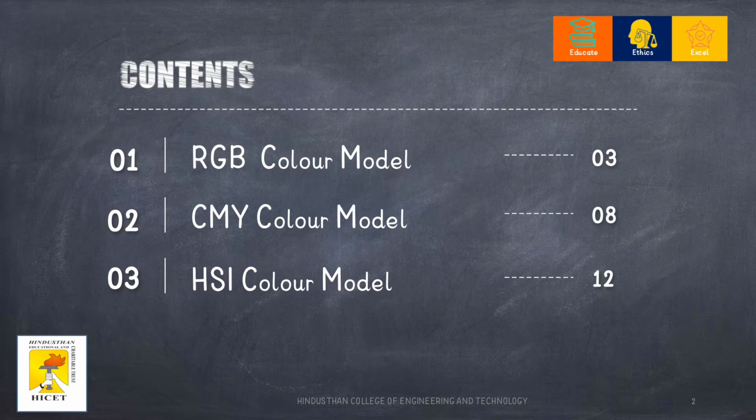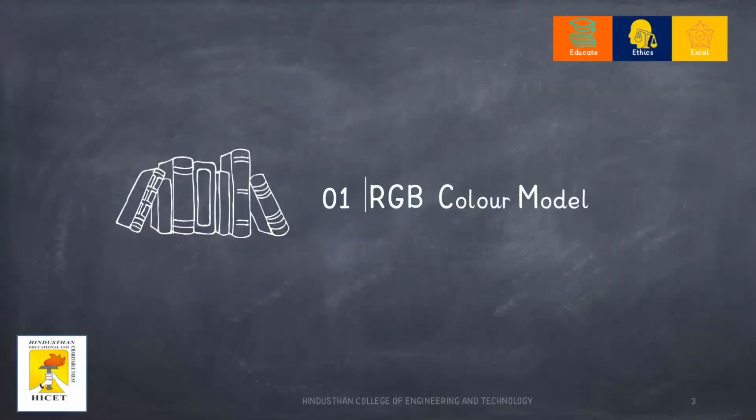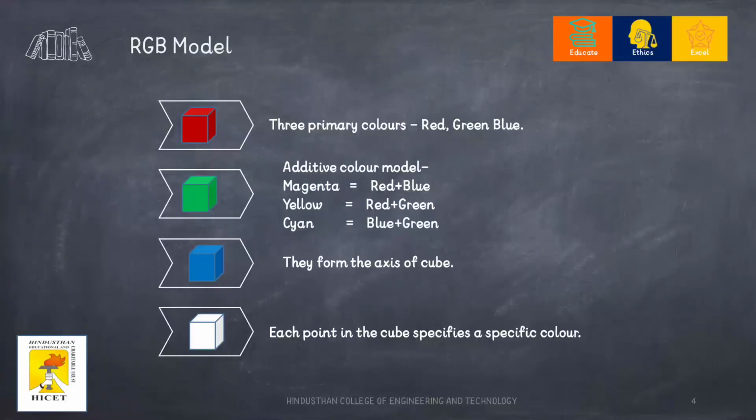Normally, the common color models used to represent are the RGB Color Model, CMY Color Model and HSI Color Model. First, let us see about the RGB Color Model. The RGB Color Model consists of three primary colors, red, green and blue. They belong to the additive color model where two colors when added up form the third color.